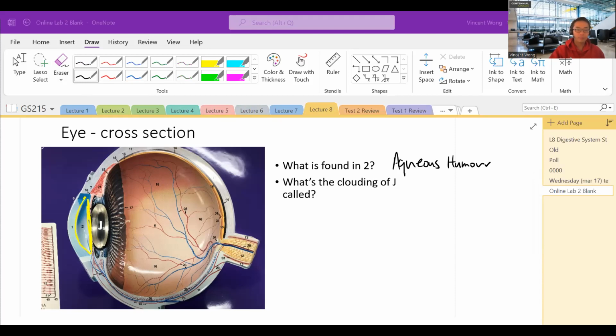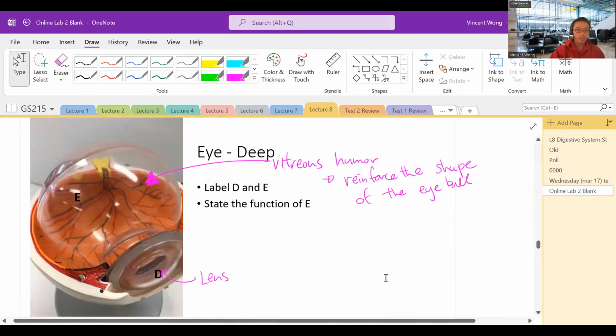Oh, I think I made a mistake earlier. I just realized it. Sorry. This is not the lens. This is the cornea. Just a couple of slides before. This is the cornea. Sorry about that. The lens would be behind it. The first part that the light strikes before entering your eyes would be the cornea.